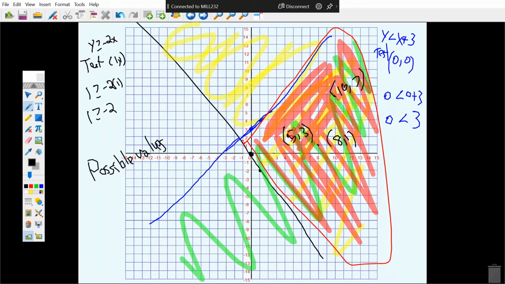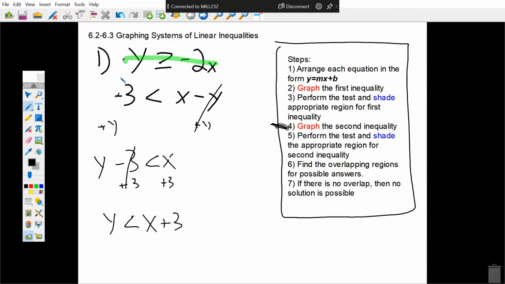Because I can see, I'm just looking at the numbers. I know that I did the tests, right? So I know it's everything to the right of the black line and everything below the blue line. So the overlap of the yellow and the green was right here, right? So that means that anything in here are possible values that will keep both of these true, okay?